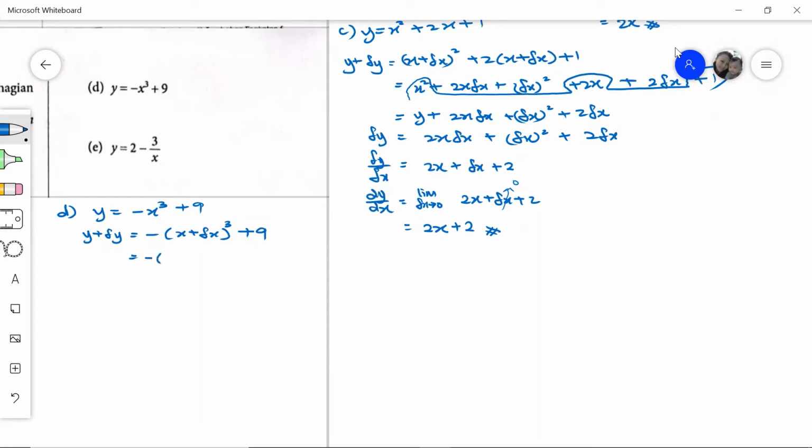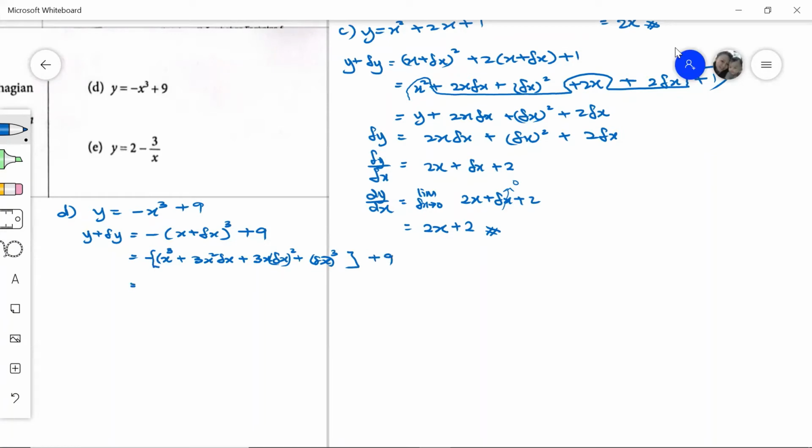There is a formula to expand the cubic expression. You can click the link at the description box and see what is the formula to do this. Okay, so let's just do this directly using the formula. So x cubed plus 3x squared delta x plus 3x delta x squared, and then delta x cubed. Okay, so this whole thing plus 9.